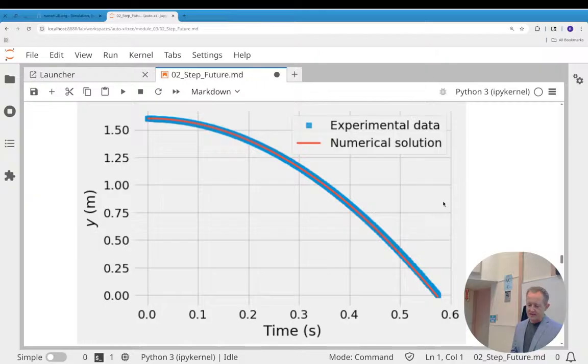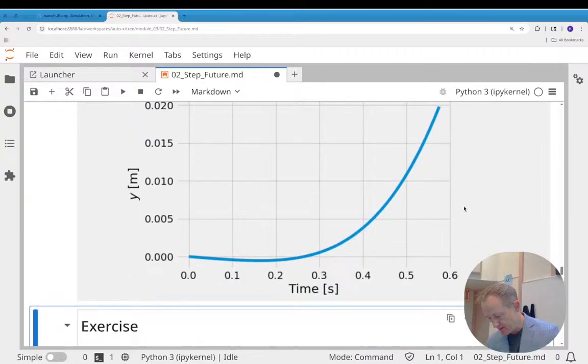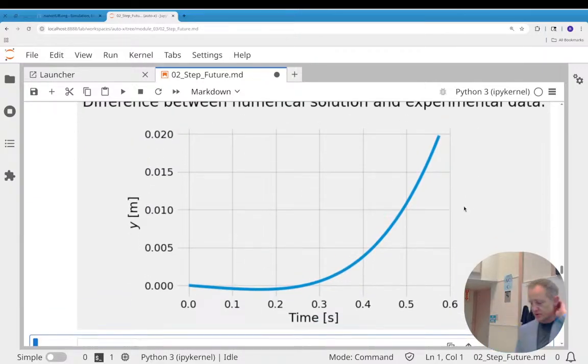In this case, in this second reading that I'm looking at, we're comparing experimental measured data to a numerical solution. But really, there is an error. So let's take a look at it. We have up to 2 centimeters of error in our solution.